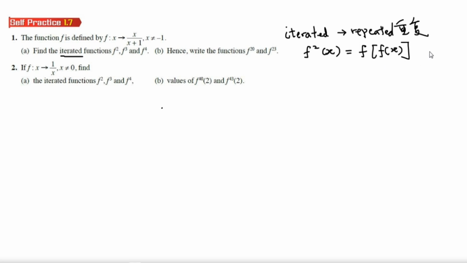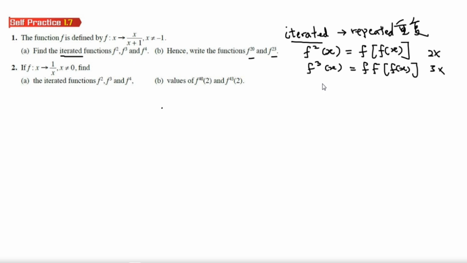它自己重复2次 twice. And f cubed x repeat itself 3 times. And f4 it repeat itself 4 times. This type of function is called as iterated function. So in order to find the iterated function like f20 and f23, it's impossible we repeat the function 20 times or 23 times. It's impossible.